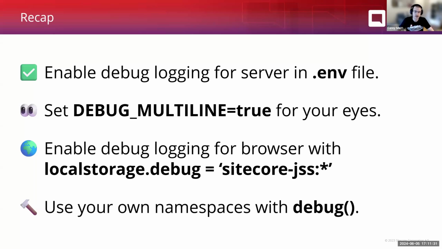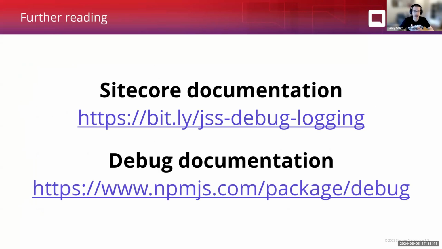So if you want to create application-specific namespaces to use with debug, you can do that by using this debug function. And you can go and check out this URL here to find out how to create your own namespaces. And then Sitecore's also got some really good documentation on that as well. So check out both of these URLs.